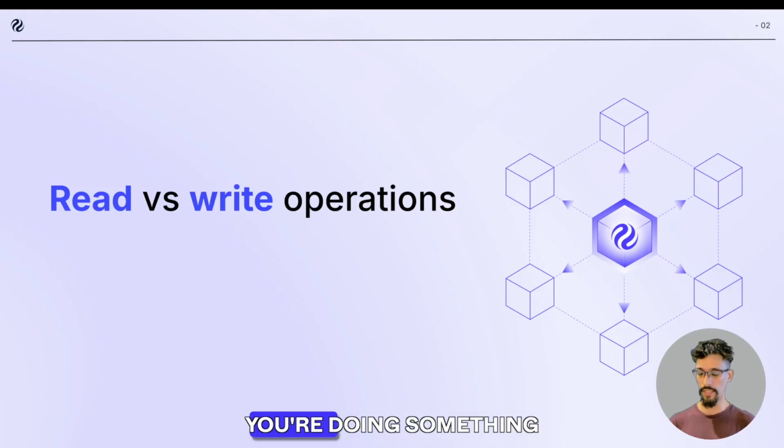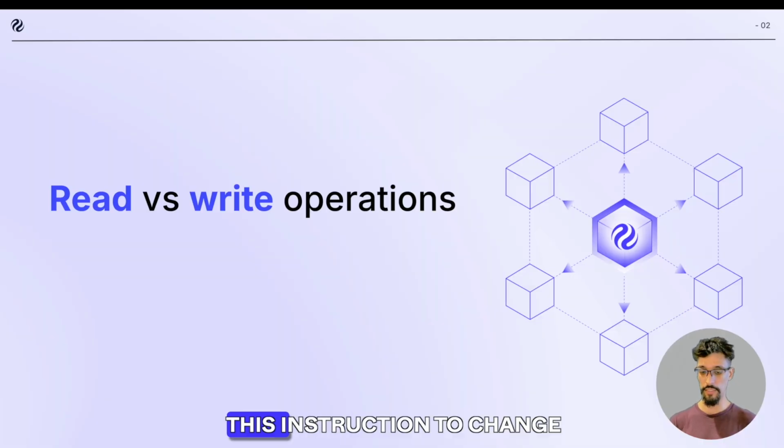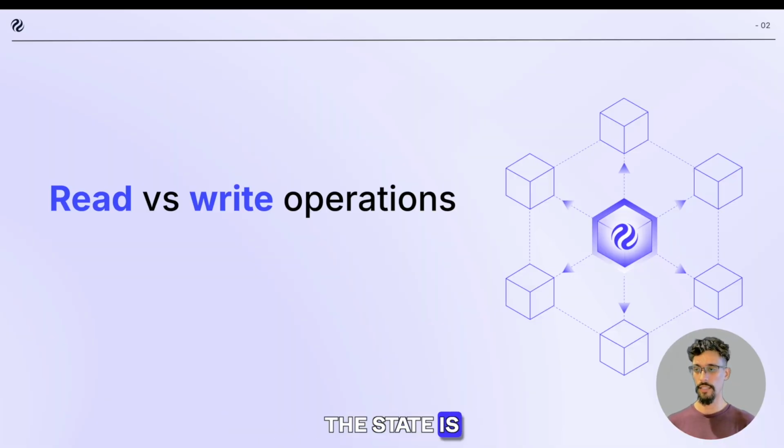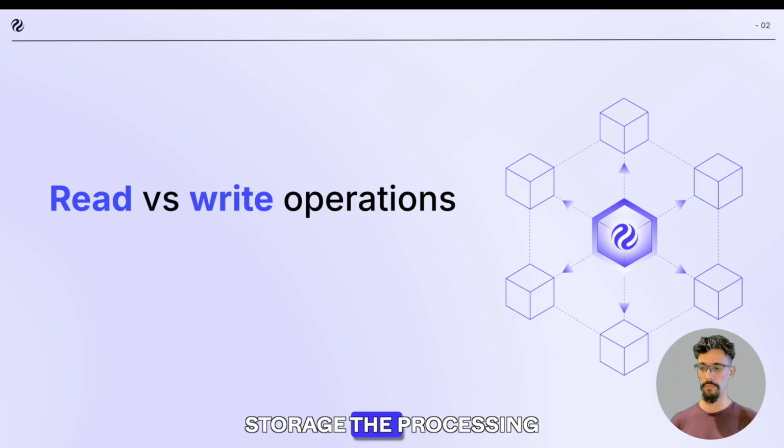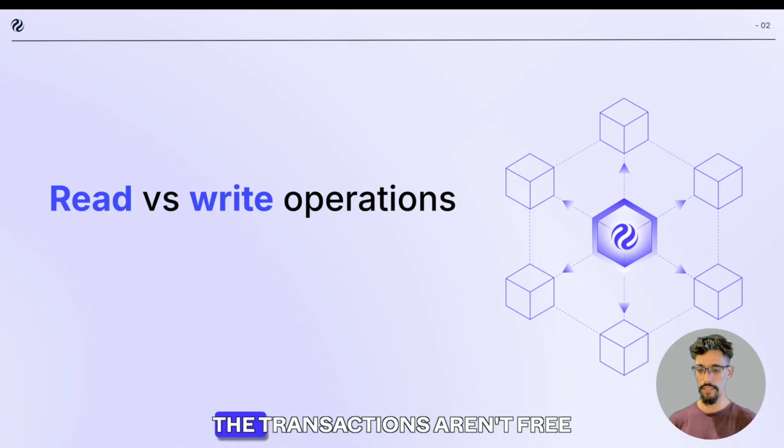And because of that, you're doing something on the blockchain. That means that you need to sign your transaction. This instruction to change the state is a transaction, and you need to sign it by using your account. And of course, you also need to pay for the additional storage, the processing, etc. So that's what goes into the transaction. And of course, because of that, the transactions aren't free.